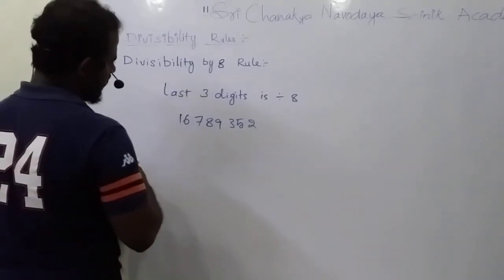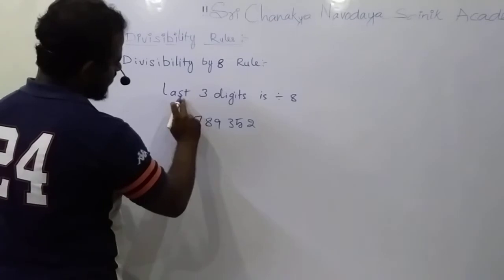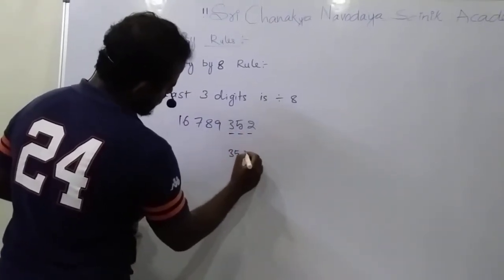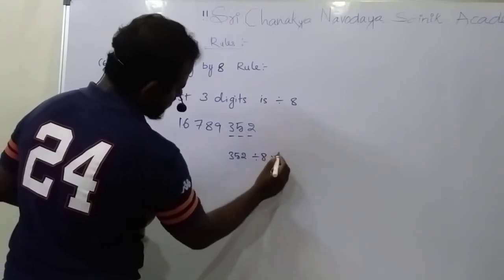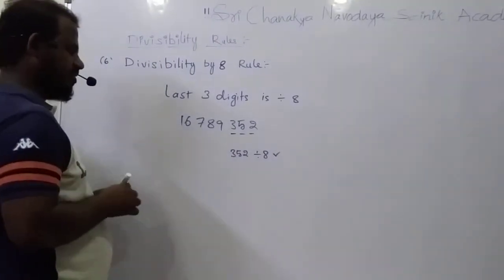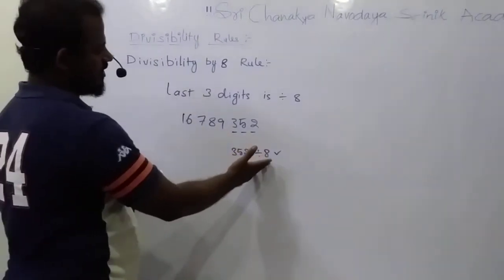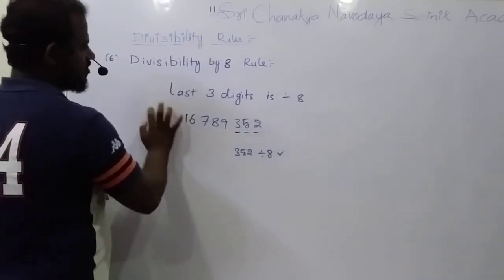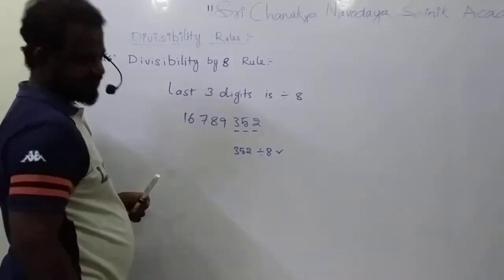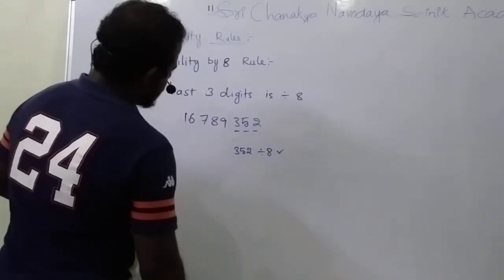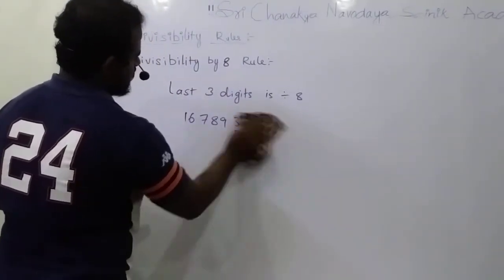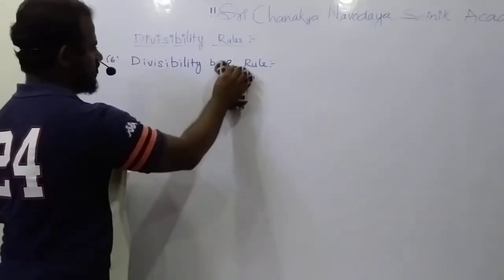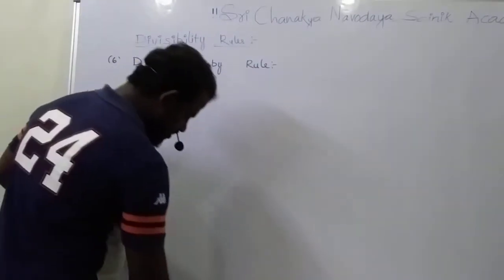How will we tell? As per the criteria, we will look at the last 3 digit number. So 352. 352 is divisible by 8. Yes. 352 will come in the table of 8. That means if the last 3-digit number is divisible by 8, then this number is also divisible by 8. So this is about the divisibility by 8 rule. Next rule is divisibility by 9.